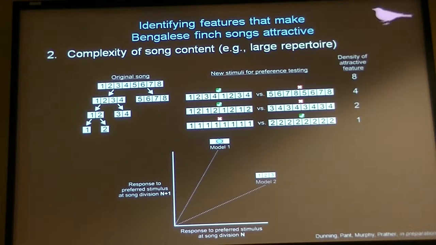But it doesn't actually matter which of these she chooses to let us interpret our results. Because whichever of these two that she chooses, the density of the attractive feature, that is number of different things, has gone from 8 to 4. It's 4 here, and it's 4 here. When we split it again, it goes from 4 to 2. When we split it again, it goes from 2 to 1. So if we were to hypothesize that this is the explanation for female behavior, or female preference, then a plot of the response to n plus 1 versus the response to n should yield a slope of 1/2 if the complexity of song content hypothesis is correct.